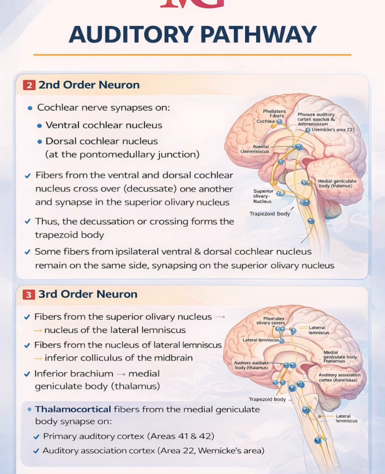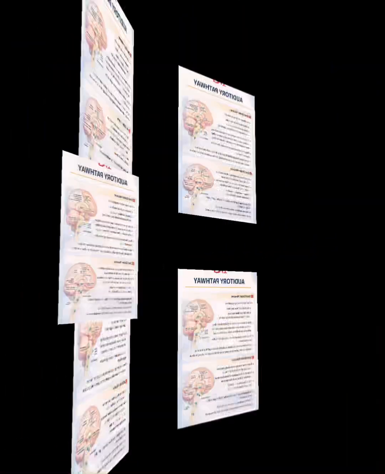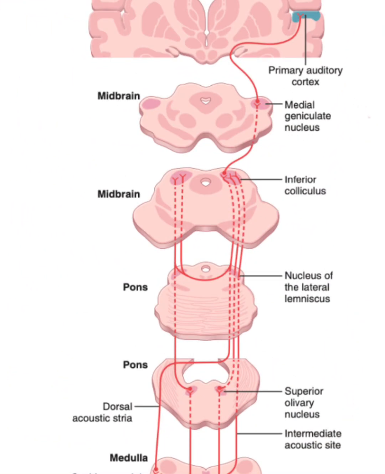So again, from the superior olivary nucleus of the same side to the nucleus of lateral lemniscus in the upper level of the pons, to the nucleus of the inferior colliculus using the lateral lemniscus. Fibers from the superior olivary nucleus snap on the nucleus of the lateral lemniscus. Then the lateral lemniscus white fiber carries it from the nucleus of lateral lemniscus to the nucleus of the inferior colliculus. When you take a transverse section of the midbrain at the level of the inferior colliculus, you will see the nucleus of the inferior colliculus there.